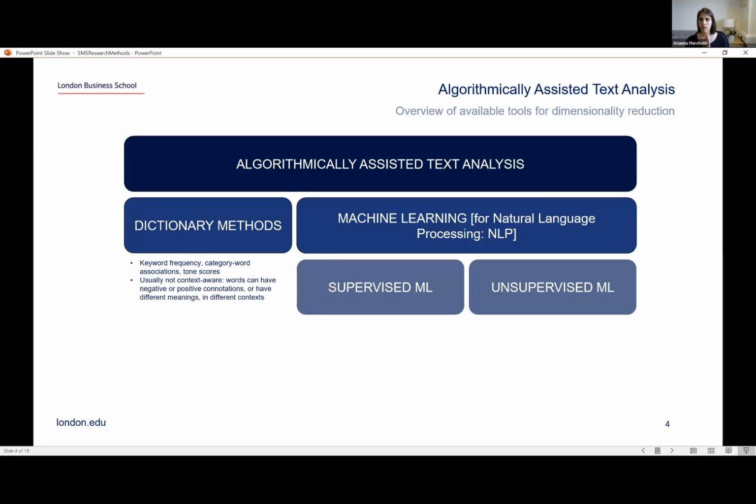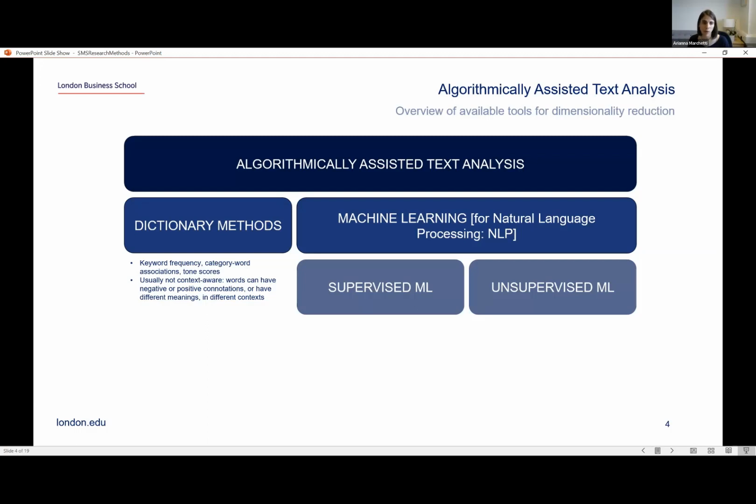So dictionary methods, very simply, how do they work? We want to study a particular construct of interest, for instance, whether firms are talking about innovation in their annual reports to stakeholders. So what we do is start with a list of words, seeds, keywords that we believe convey this idea of innovativeness. And then we simply go and count how many times the text we have available mentions these innovative words.